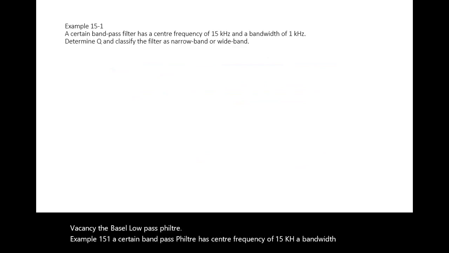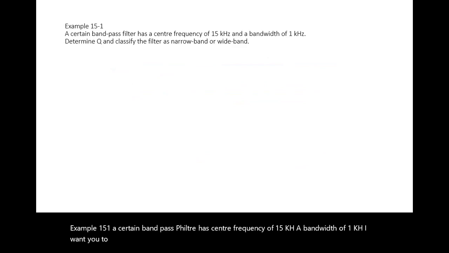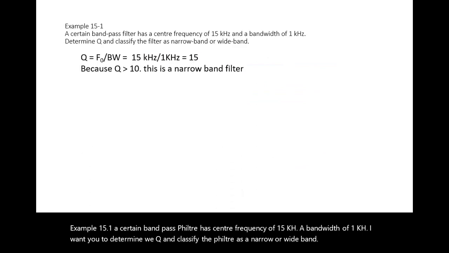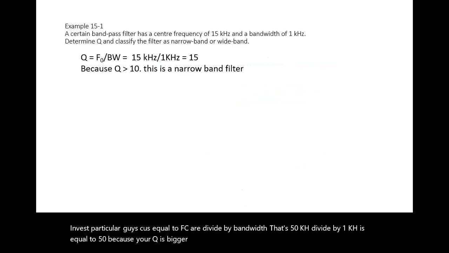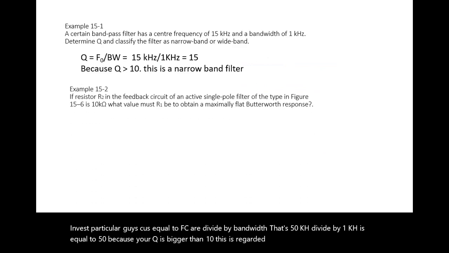Example 15.1: a certain band-pass filter has a center frequency of 15 kHz and a bandwidth of 1 kHz. I want you to determine the Q and classify the filter as narrow or wide band. In this particular case, Q is equal to f0 divided by bandwidth. That's 15 kHz divided by 1 kHz, which is equal to 15. Because your Q is bigger than 10, this is regarded as a narrow band filter.